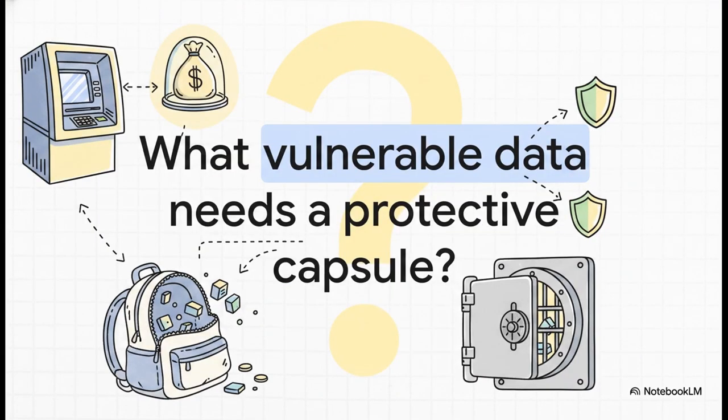I want to leave you with a thought to take back to your own desk today. If an ATM protects a bank's money, what vulnerable data in your own code needs a protective capsule right now? Next time you sit down to build a class, ask yourself, are you leaving your data out in the open like an unzipped bag, or are you securing it like a bank vault?